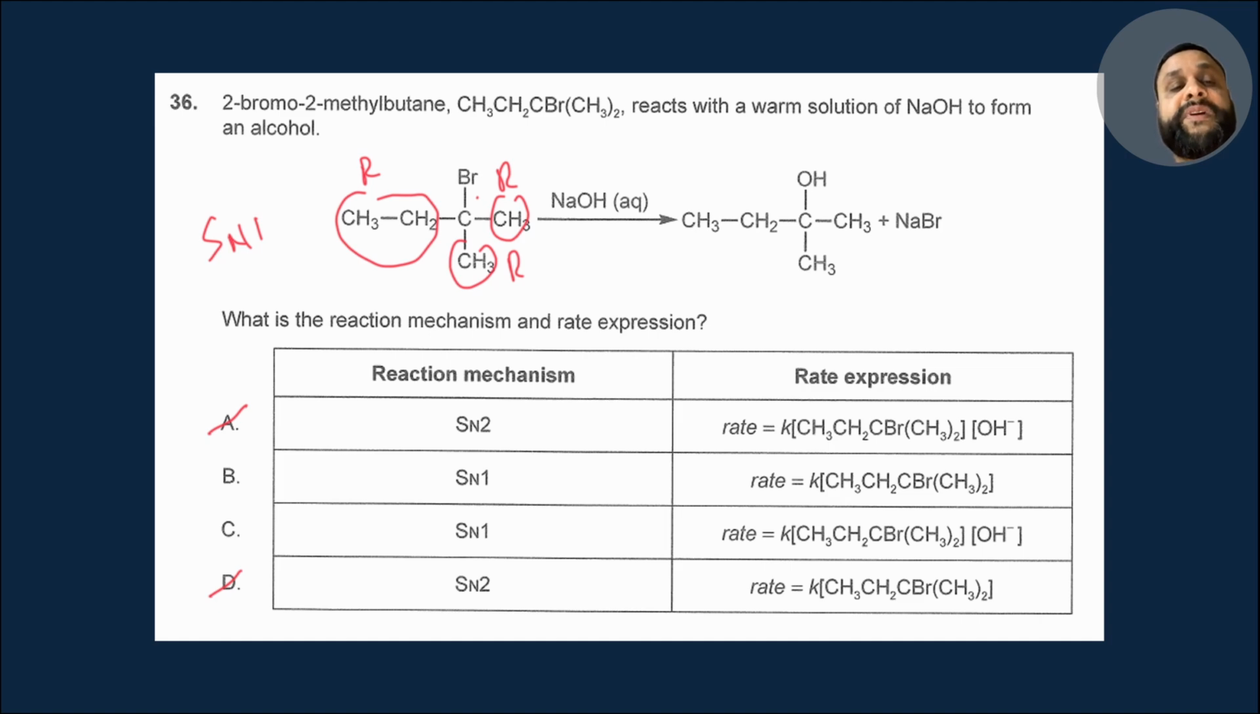And the first step in SN1 is formation of carbocation. There's only one species involved. So the rate expression, we're looking for only halogenoalkane. B is the correct answer. So we can see rate is equal to k and molar concentration of tertiary halogenoalkane.